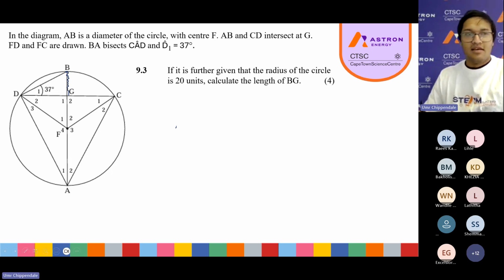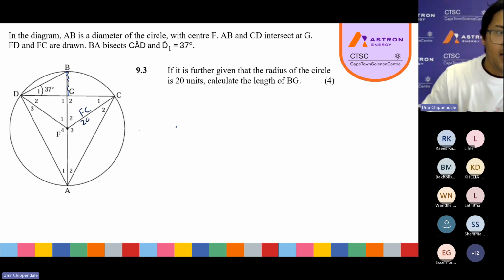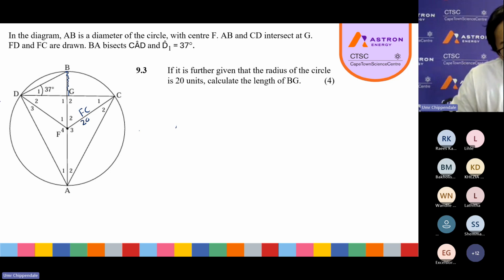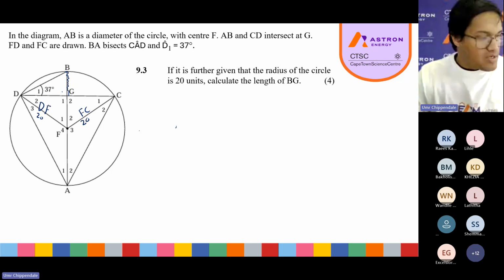We're going to calculate that. They're saying the radius is 20 units. Well, where is the radius? We know this is the radius, so that will have 20. That is FC. We know that DF, where's this marker? The DF is also a radius, and we know that because there's 20 units over there. So let's move on and see what we have.